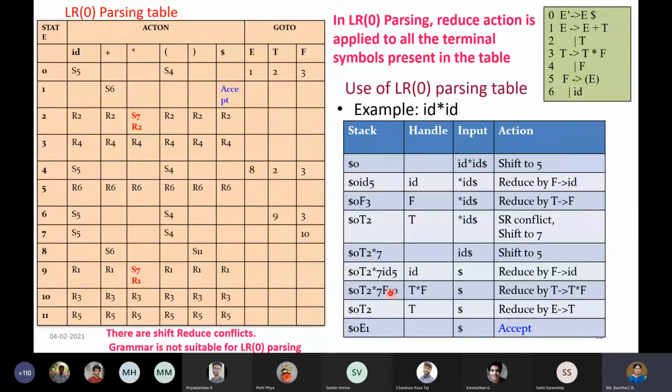At this stage, always in every step, what you are trying to do is whether we have something to replace or not. So you can find the handle. At this stage, I can have the handle T star F, which can be replaced by T. Or you don't have to break your head. Anyway, table is there. You directly use the table. So at 10 on dollar is what? R3. R3 is what? T gives T star F. Means I'm going to pop this T star F completely and then push T onto the stack.